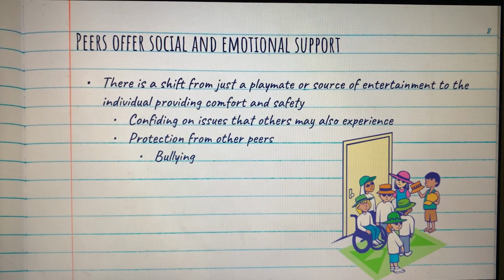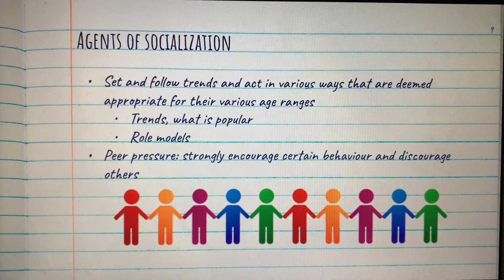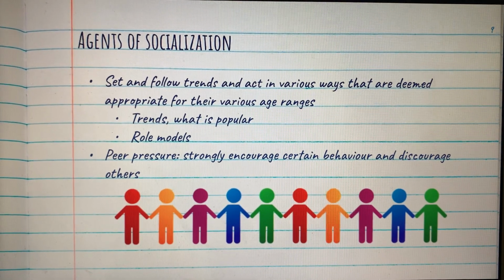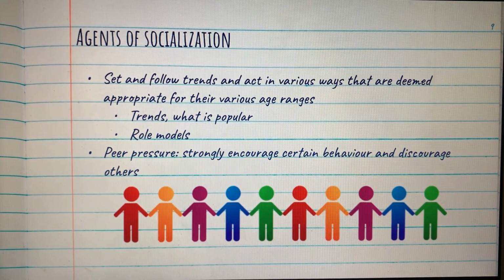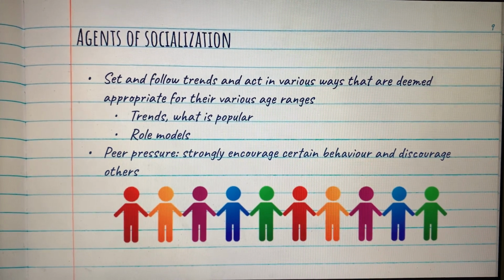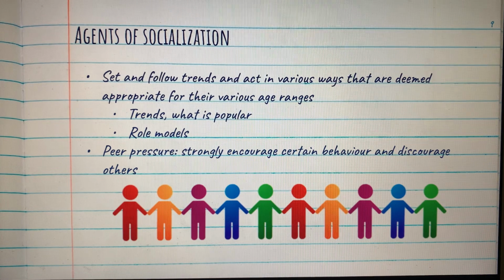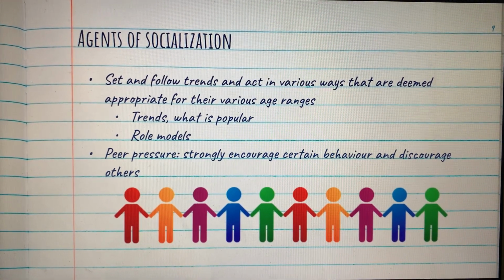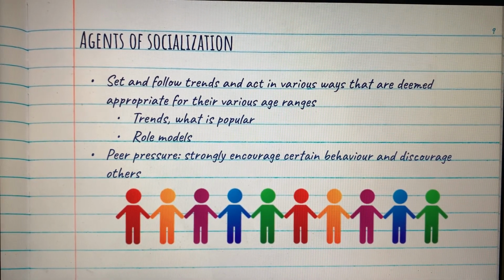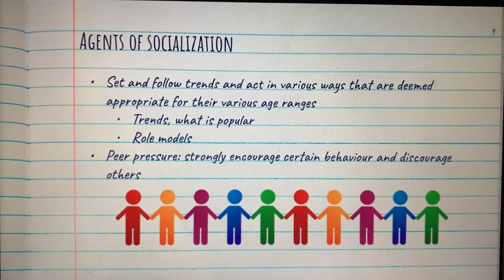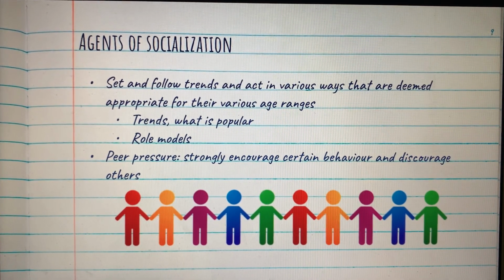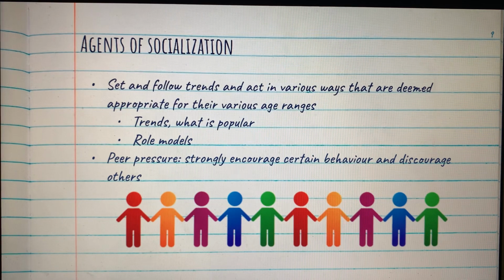And another huge thing about peer relationships is that they're agents of socialization. So they set and follow trends, and act in various ways that are deemed appropriate for their various age ranges. So peers are able to delegate what is in, what is not, and how they should be acting depending on their age.